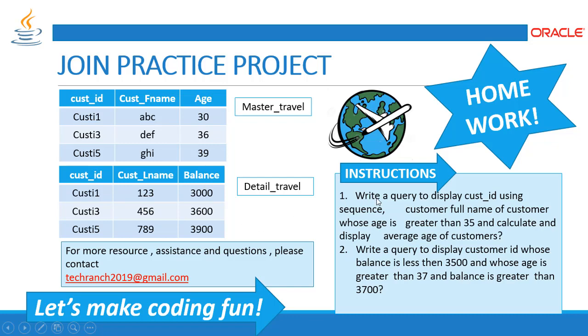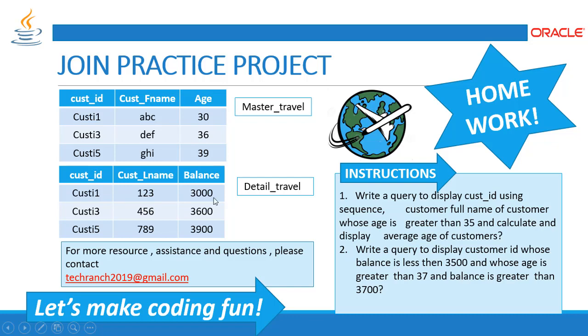This is the instruction. We have to write a query to display customer ID. You can use a sequence; it will help you practice the sequences we learned in the last video. Display the customer full name of customers whose age is greater than 35, and calculate the average age of customers overall. So you have to join the customer first name with the customer last name using concatenation to come up with the full name, and put the condition that the customer's age is greater than 35. That should display 36 and 39 and the average age of customers in the table.